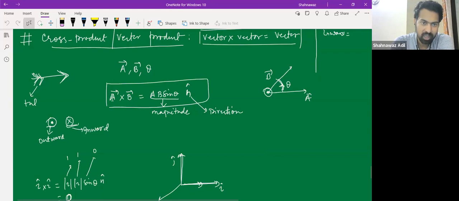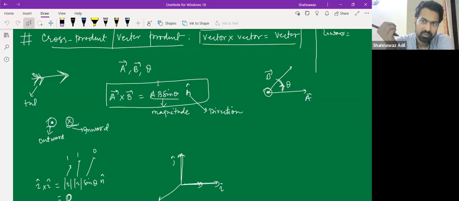When we multiply A with B, this part AB sine theta tells us about the magnitude of that cross product. And this n cap or n hat tells us about the direction of this cross product. Because ultimately, A cross B is what? Yes, A cross B is a vector quantity. Right, Afaf?